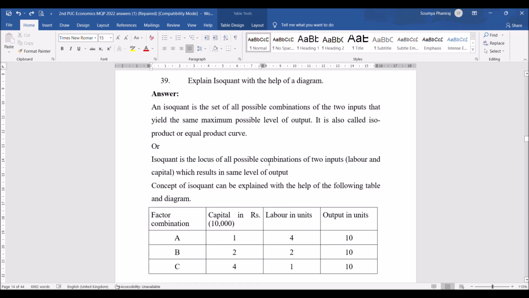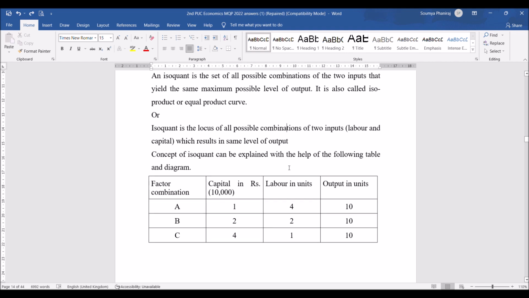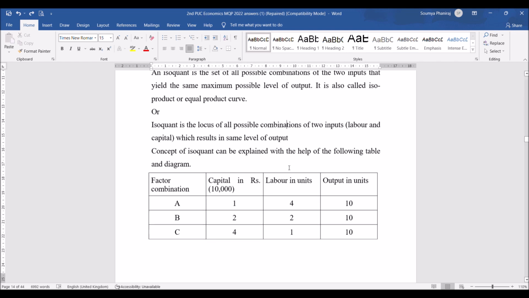Moving on to the next question, 39th question, explain isoquant with the help of a diagram. Here again, I have given two kind of definitions or meanings. If you want to say, you can choose any of these. An isoquant is a set of all possible combination of the two inputs that yield the same maximum possible level of output. It is also called isoproduct or equal product curve, or isoquant is the locus of all possible combinations of two inputs, labor and capital, which results in the same level of output.